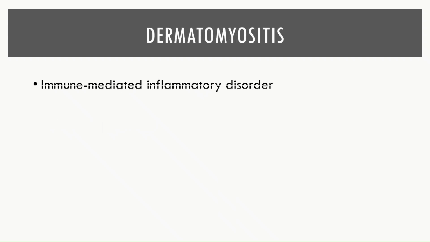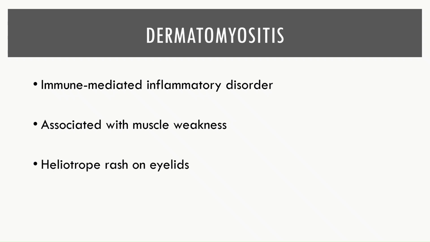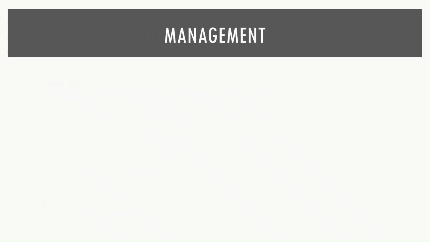Dermatomyositis is an immune-mediated disorder characterized by proximal muscle weakness and a characteristic heliotrope rash involving the eyelids. It may be associated with underlying malignancy. Management options include systemic steroids or immunosuppressives.